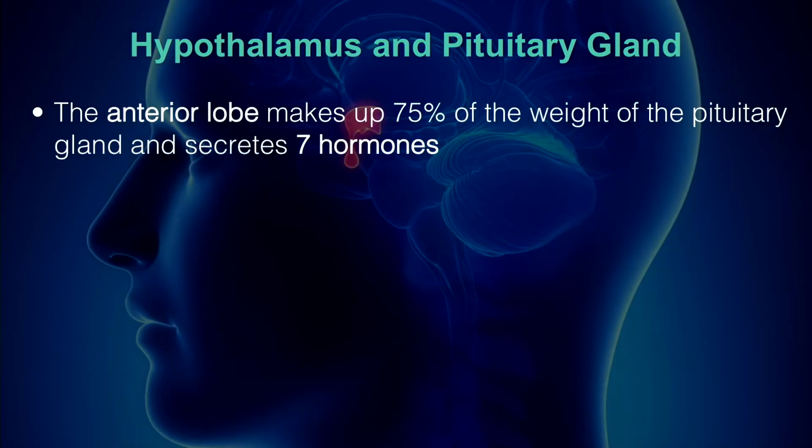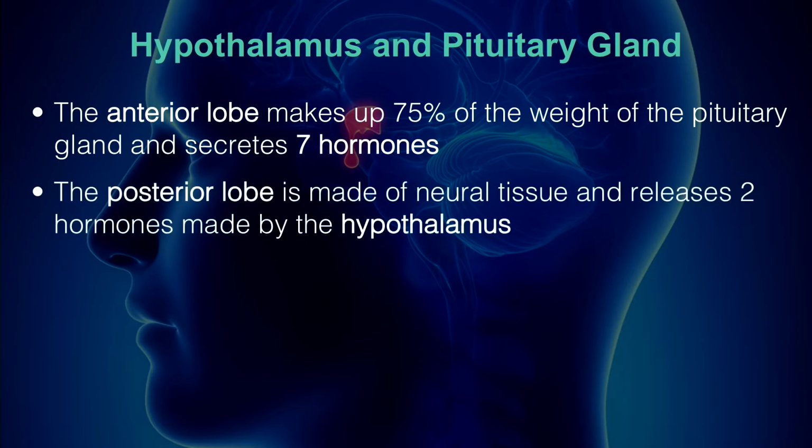Now, the anterior lobe of the pituitary is where the majority of hormones are synthesized and released. The anterior lobe synthesizes and releases 7 hormones. And I emphasize that because the posterior pituitary doesn't synthesize. The anterior pituitary makes hormones. 7 of the 9 hormones are produced here.